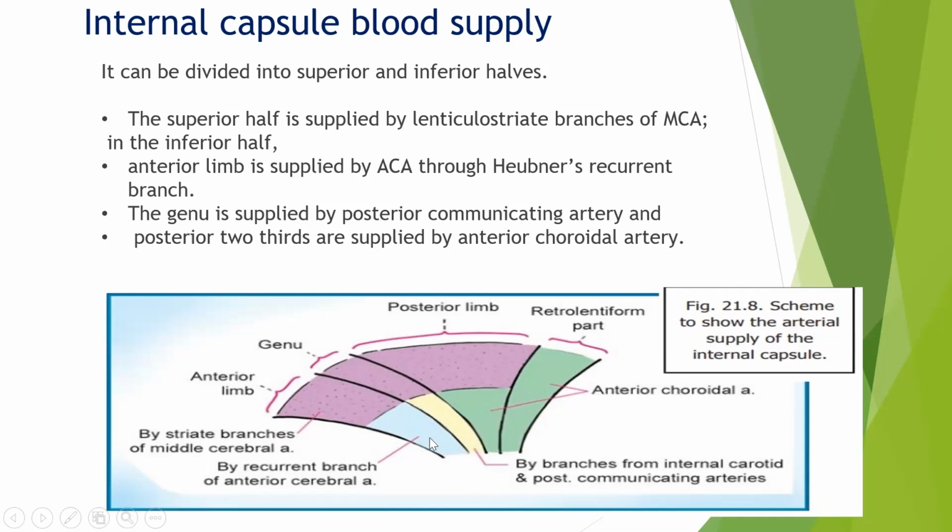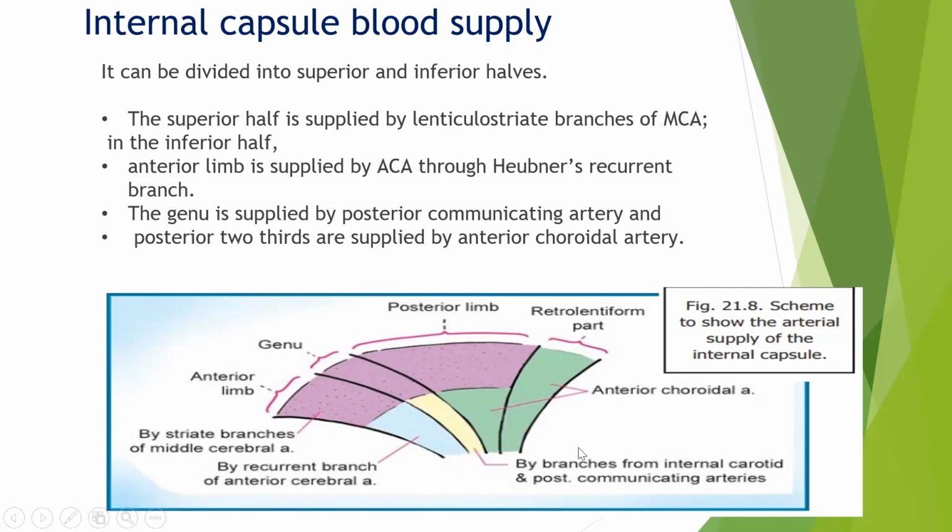In the inferior half, the anterior limb is supplied by Heubner's artery, the recurrent branch of the anterior cerebral artery. Then the middle part, the genu, is supplied by the posterior communicating artery. You have to tell posterior communicating artery. The posterior limb of the internal capsule is supplied by the anterior choroidal artery, as well as the retrolentiform part, also supplied by the anterior choroidal artery.